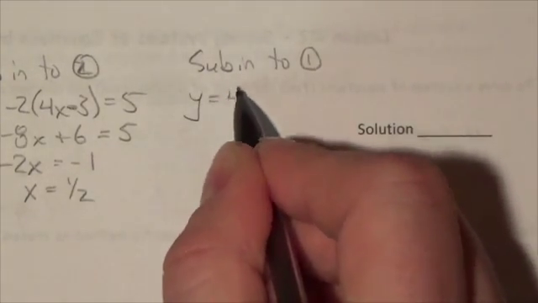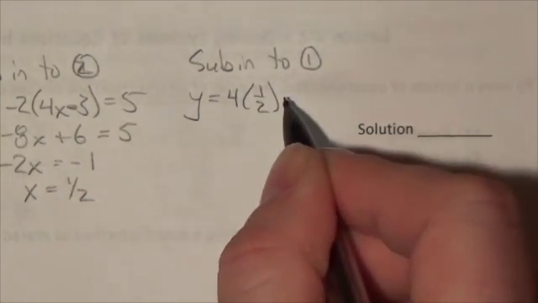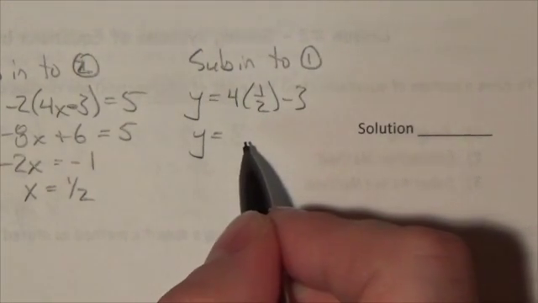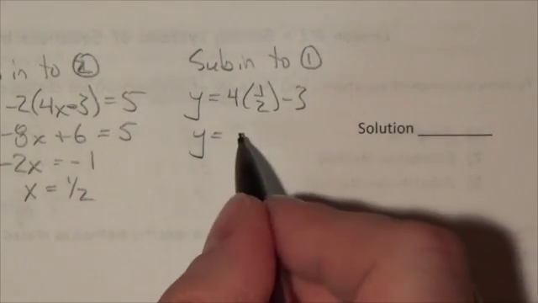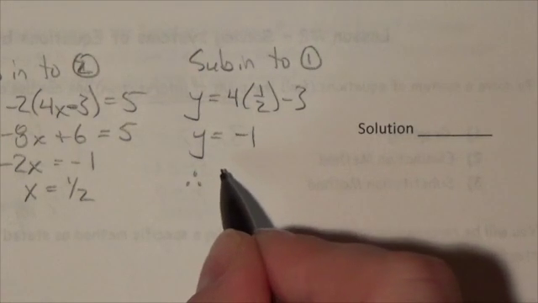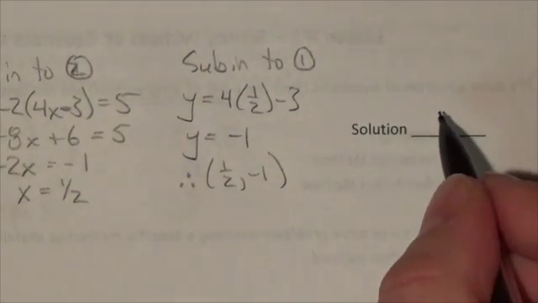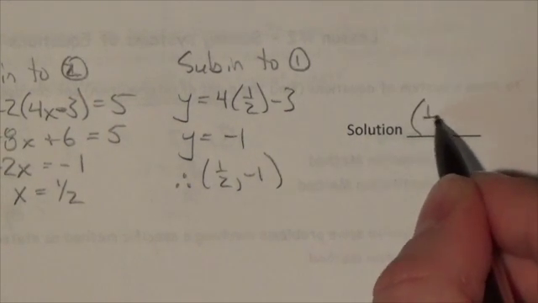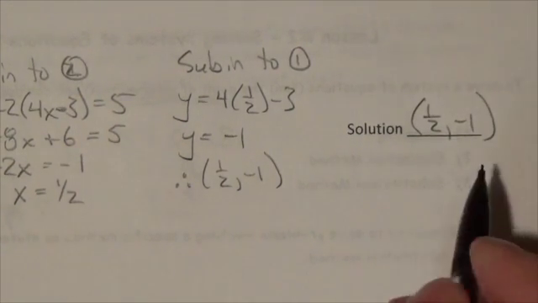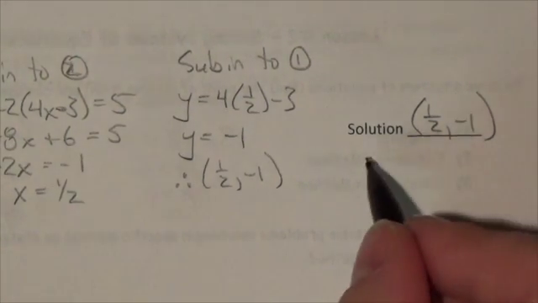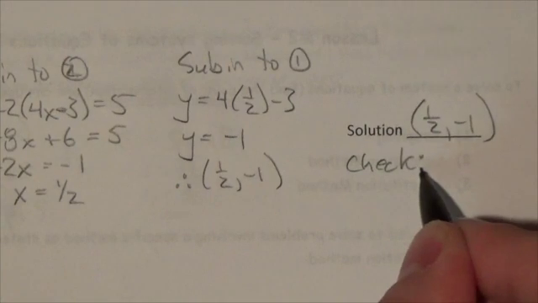So y is going to equal 4 times a half minus 3. Well, 4 times a half is 2, minus 3 is negative 1. And so therefore we're getting this point 1/2 comma negative 1. So this is the solution. The point, remember you gotta put it in parentheses, 1/2 comma negative 1.